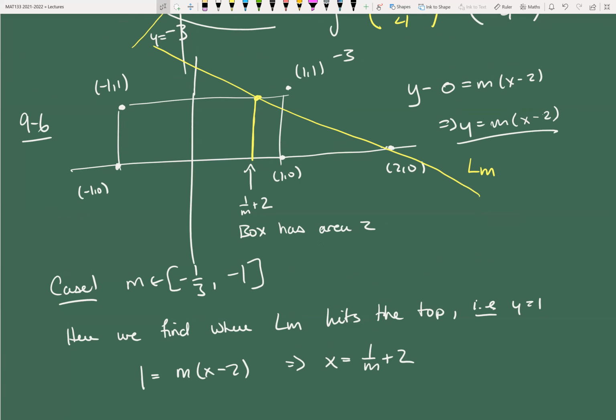Yeah, so again, just break it. So the first half of that is a rectangle. Second half of the box is just the area under that line, do the integral and figure it out.